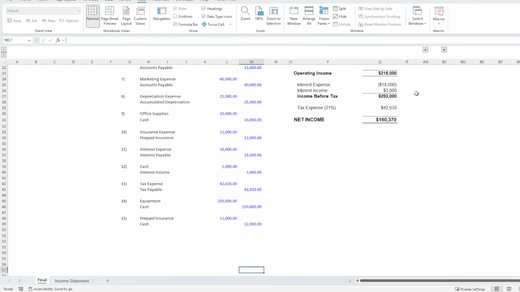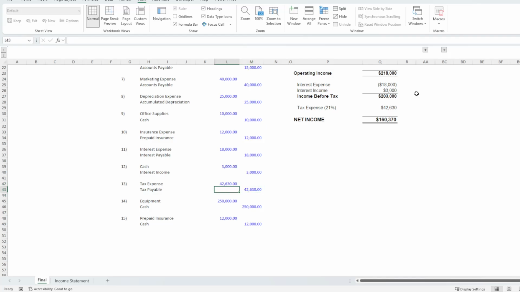Okay, last but not least, we have tax expense, $42,630. Here we're simply going to debit tax expense for $42,630, and we're going to credit tax payable because we have not received the tax bill from the IRS. So we'll simply just credit tax payable here, and so this will go as a current liability on our balance sheet. Again, we'll cover that in the following videos.